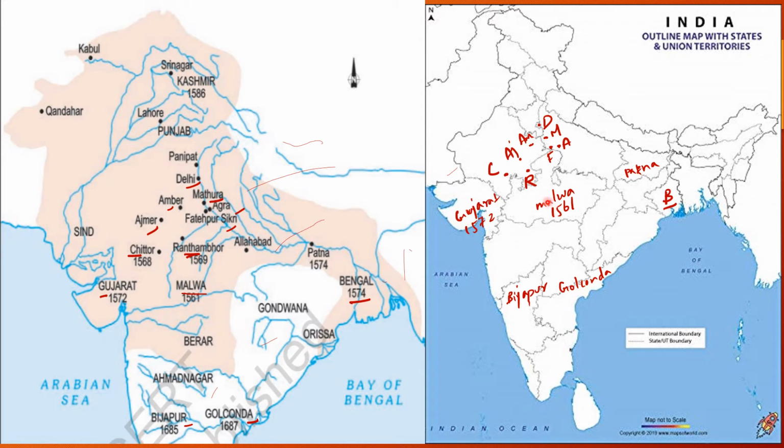I repeat. Malwa you need to mark in the Madhya Pradesh region. Since Malwa is a region, not a particular place, we cannot pinpoint a particular place. Since they asked as a region, you can write this in the Madhya Pradesh region. Next to that you can see Chittor and Ranthambore, which are in the regions of Rajasthan, so you should mark in the borders of Rajasthan. Gujarat is a state, you can mark on the state itself. Bengal on the Bengal region, and Patna in Bihar.